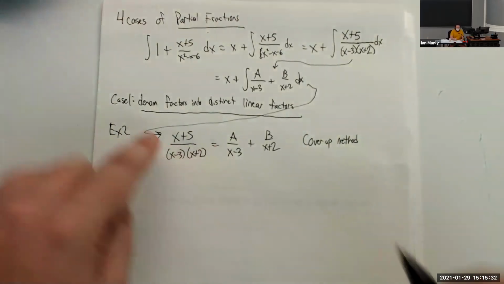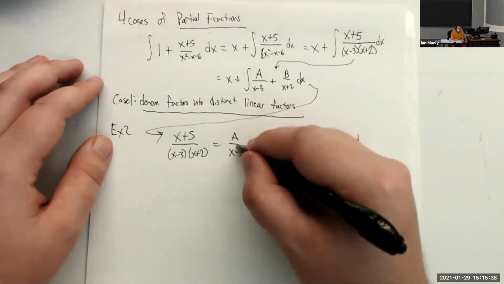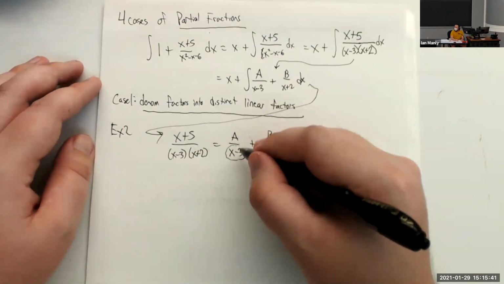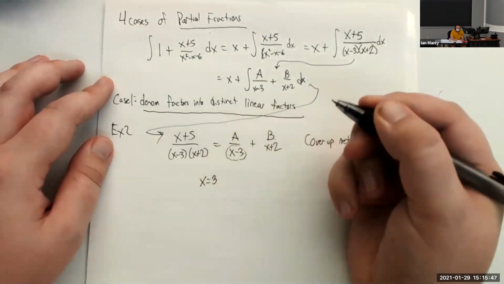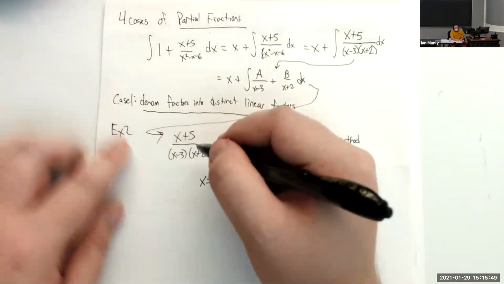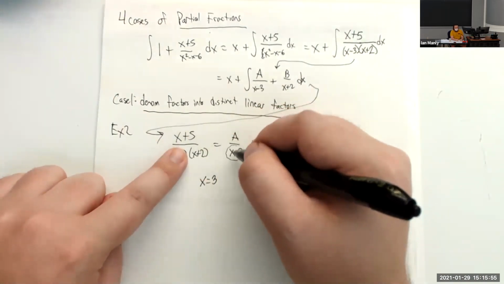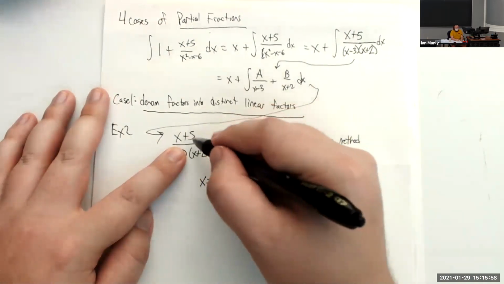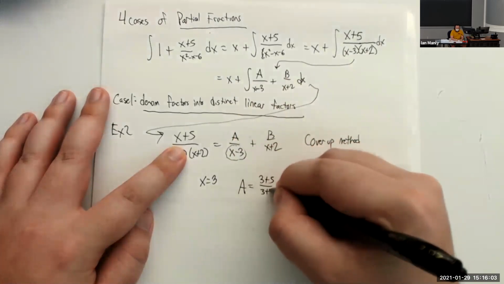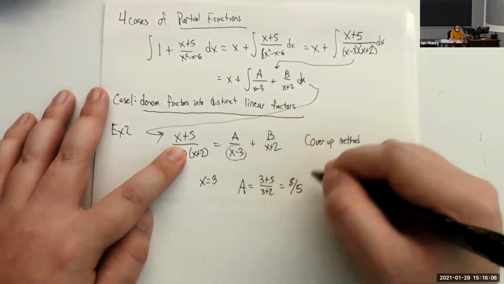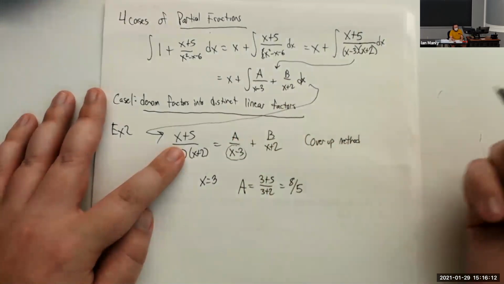Let's say we want to figure out what A is. First we see what's going to make the denominator of A's fraction 0, and that pretty obviously is 3. Then I come over here and cover up the term that it shares with A. It shares the x minus 3, so I cover that up and plug 3 into the remainder. So A is going to be (3 plus 5) over (3 plus 2). That means A is 8/5. That's all you have to do to figure out these when we have linear terms like this.